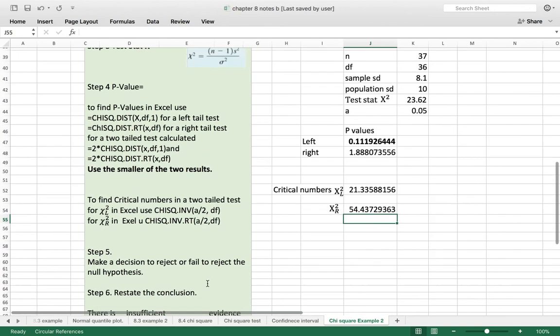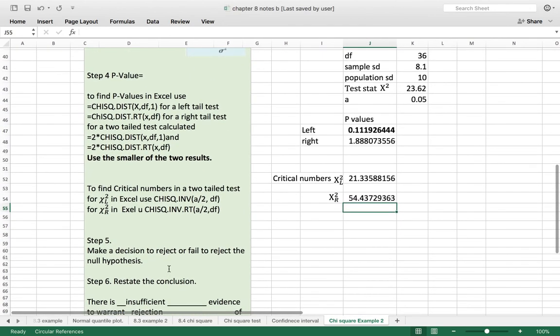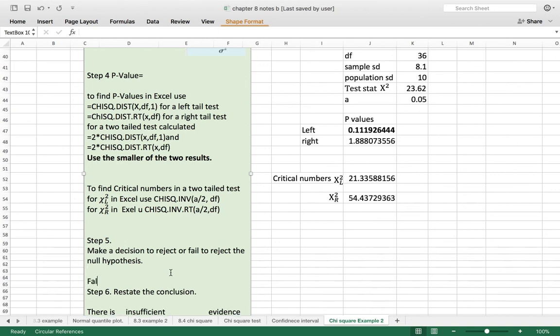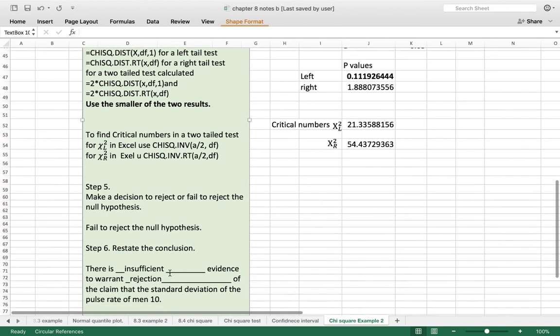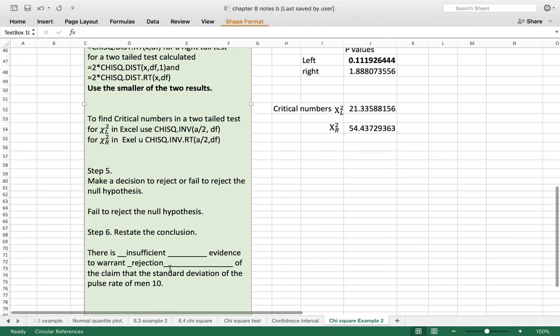So we have to make a decision. And here we are going to fail to reject the null hypothesis, because there is insufficient evidence to warrant rejection of the claim that the standard deviation of the pulse rates of men is 10 beats per minute.